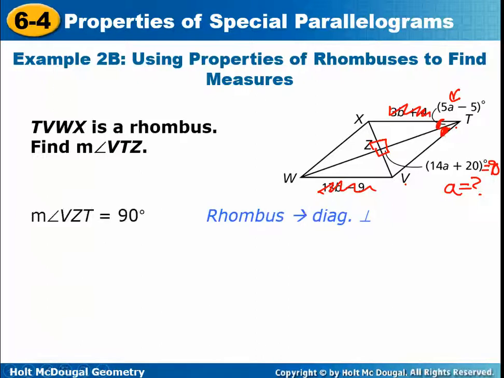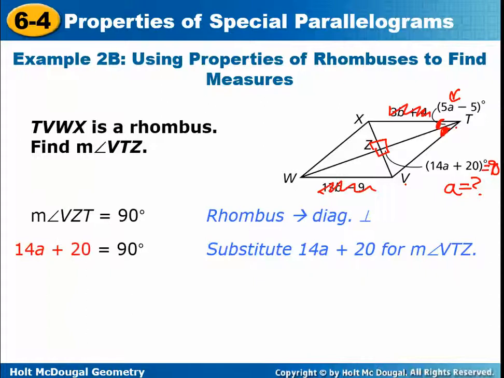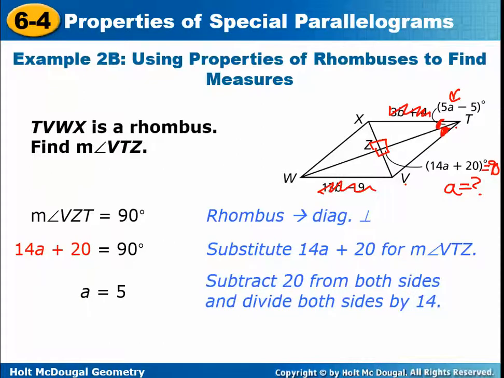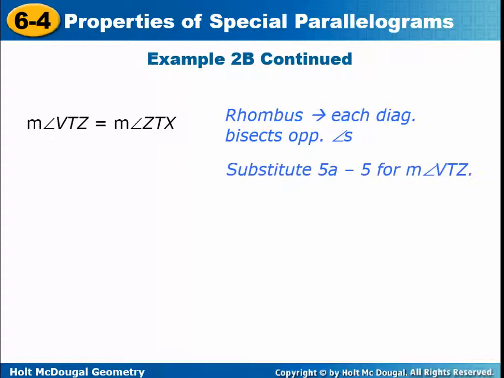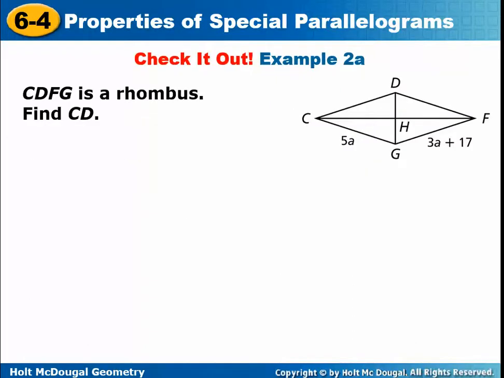So that's what we're going to start with. We're going to start by solving for a, using 14a plus 20 equals 90. Subtract 20 from both sides, and you get 14a equals 70. And then you divide both sides by 14 to get that a is equal to 5. Once you know what a is, you can plug that back in up here, and you'll have 5 times 5 is 25, minus 5 is 20. Now that's this angle, but these two angles are the same as each other because one of the other properties of rhombuses is that the angles are bisected by the diagonals. So we get 20 degrees, and then that's it for that problem.